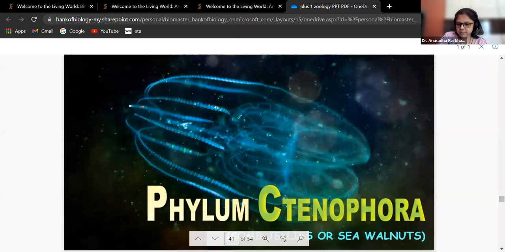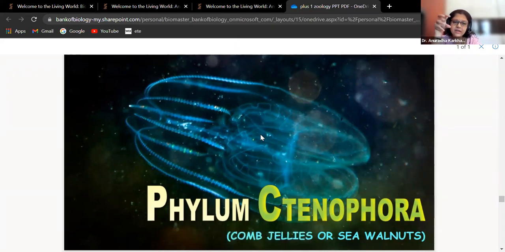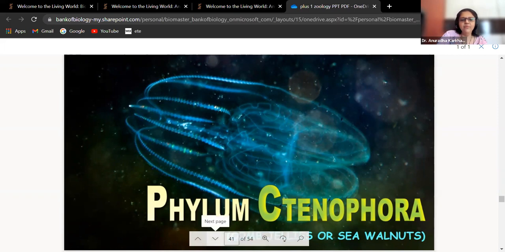That is ctenophora, also called ctenoblasts. They are comb jellies, or we call them sea walnuts. These are examples of it; see how it looks. Its speciality is bioluminescence. They shine during the night. They look so transparent, glass-like. See, right? They are very beautiful, but they are equally harmful.